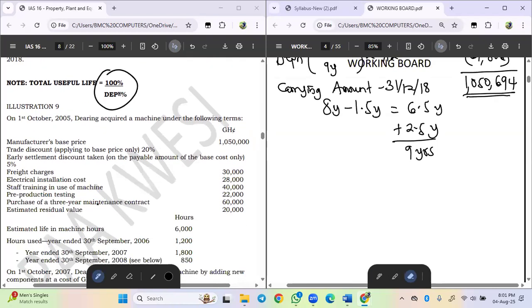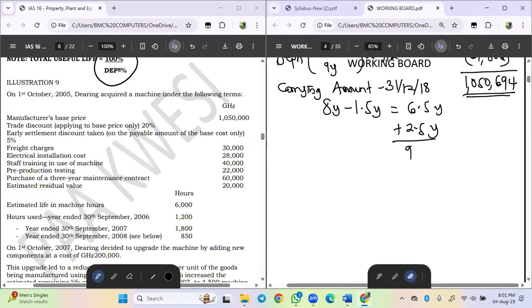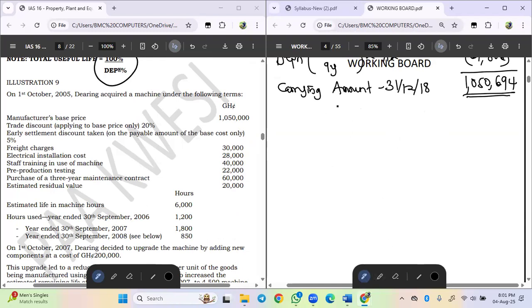So please, someone should read illustration 9 for me. Okay, illustration 9. On 1st October 2005, Daring acquired a machine under the following terms: manufacturer's base price, trade discounts applying to base price only, that's 20%. Early settlement discounts taken, on the payable amount of the base cost only, that's 5%.